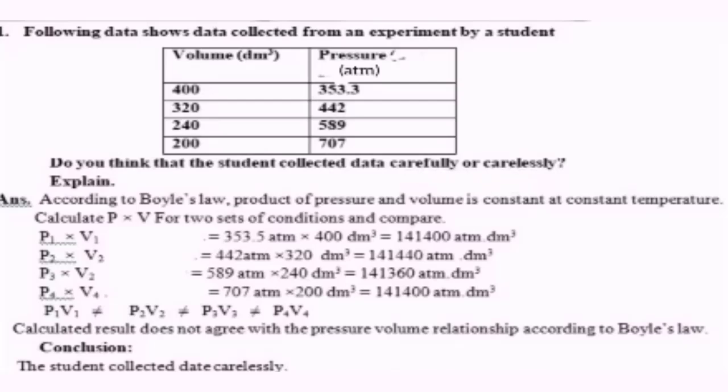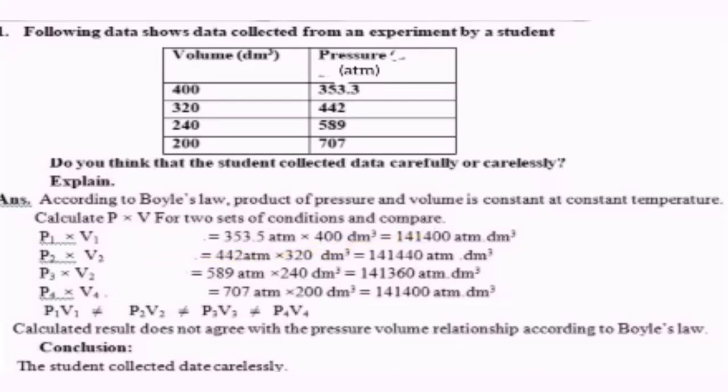According to Boyle's law, since we are provided with the values of volume and pressure, we have to use Boyle's law, which states that the product of pressure and volume is constant at constant temperature. Now we calculate the product P into V for the different sets of conditions and then compare them.